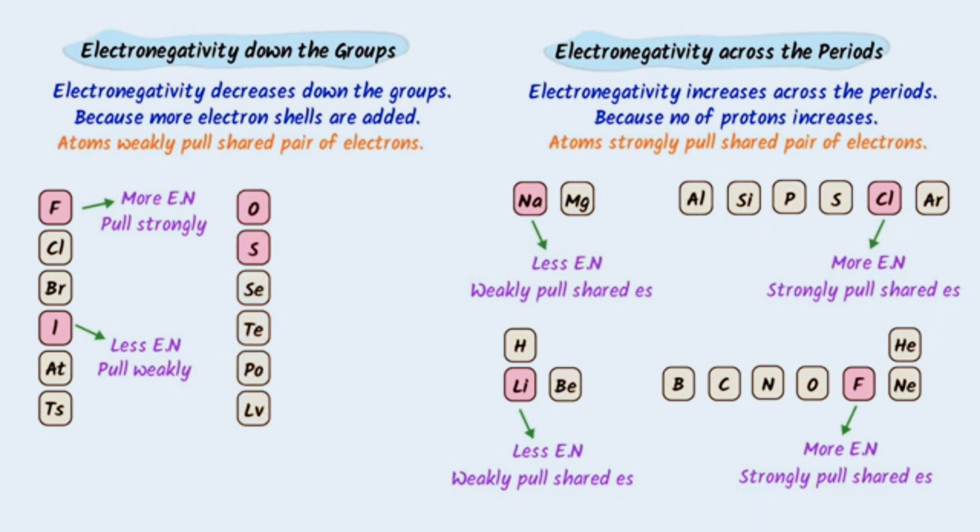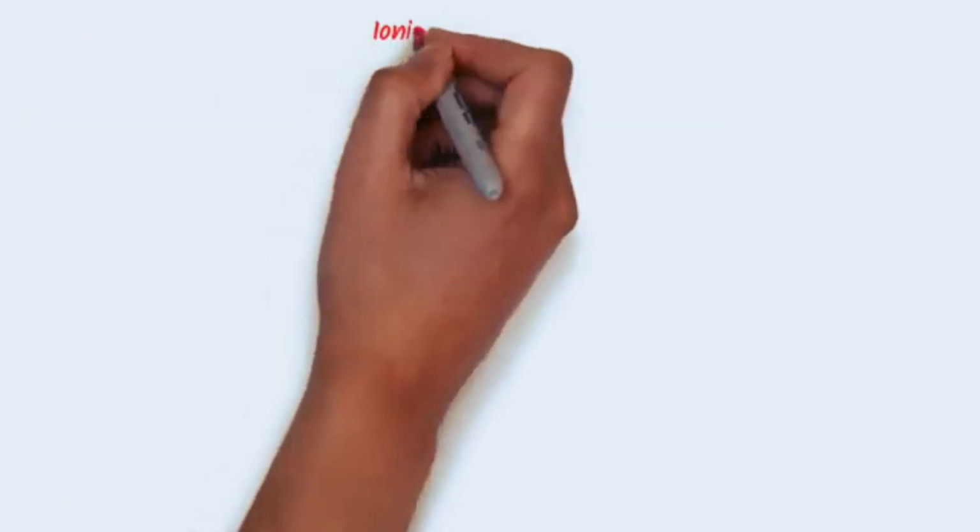Similarly, in group 6, oxygen is more electronegative than sulfur. It is because oxygen has a smaller size and sulfur has a larger size. Therefore, we say that electronegativity decreases down the group and it increases across the period. Hence, note it down. Now we will learn the trends of ionization energy in the periodic table.